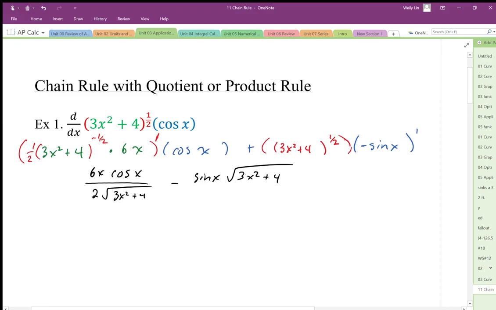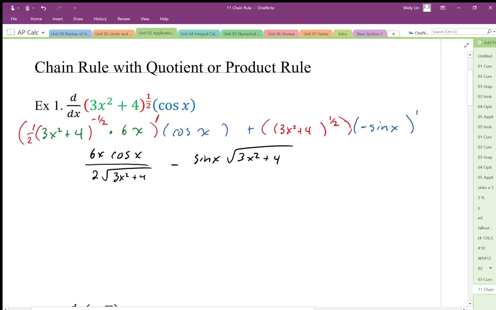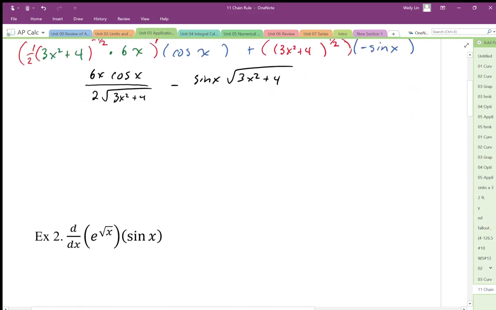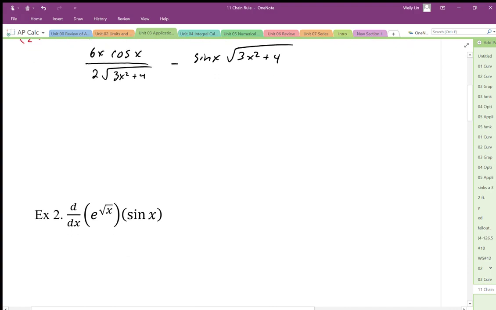So some people would leave it like this. Some people might put it in the common denominator, and that would actually get rid of the square root in the numerator. I'm just going to leave it like this. But you can see how the main idea is this embedding of the chain rule inside the product rule. So this is essentially the same thing.